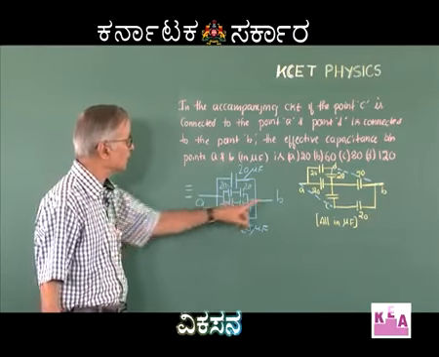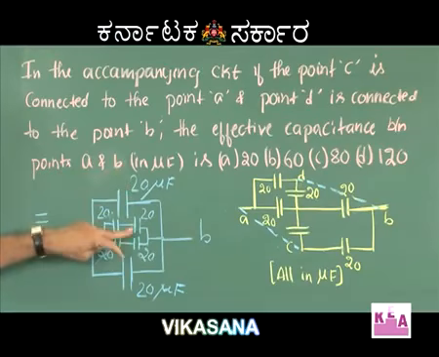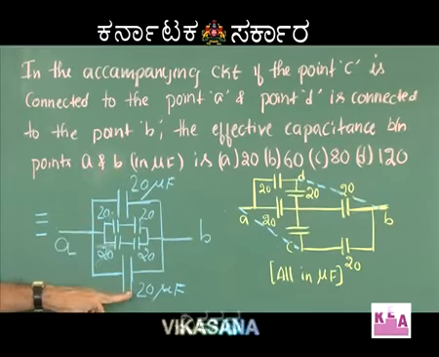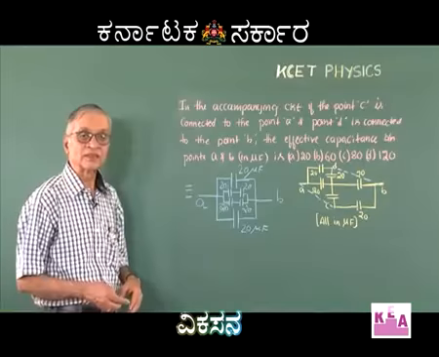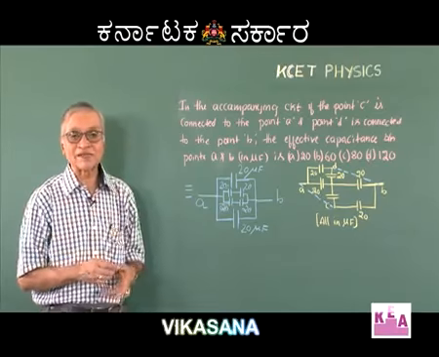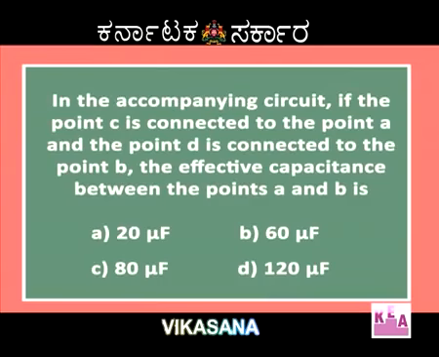If you now consider the circuit between A and B, 20 microfarad, another 20 microfarad, another 20 microfarad are connected in parallel. Therefore, equivalent capacity is 20 plus 20 plus 20, that is 60 microfarad. Therefore, option B is the correct answer.